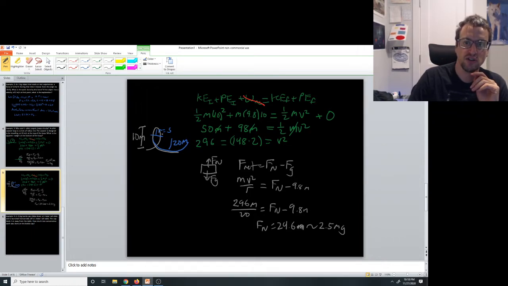So they actually make the teardrops that way. Now this is going to take me on another thing. Why do we only do it at the very bottom and very top? Why do we only consider the centripetal force at those points? Why don't I do it at the side? And here's the reason why.